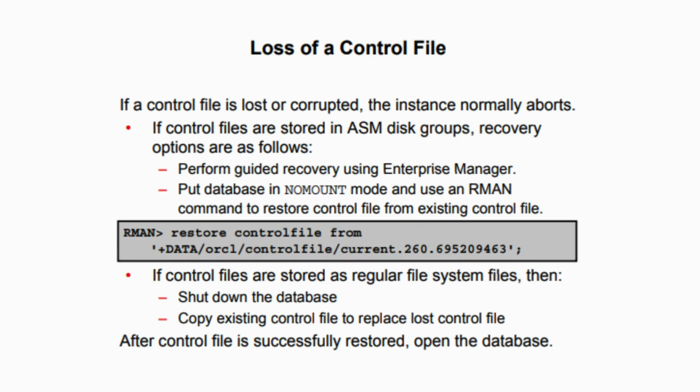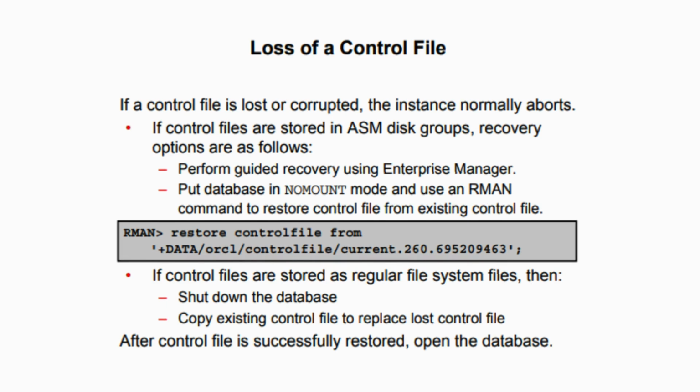1. Put the database in NOMOUNT mode. 2. Connect to RMAN and issue the RESTORE CONTROLFILE command to restore the control file from an existing control file. For example, RESTORE CONTROLFILE FROM '+DATA/ORCL/CONTROLFILE/current.260.695209463'. 3. After the control file is successfully restored, open the database.